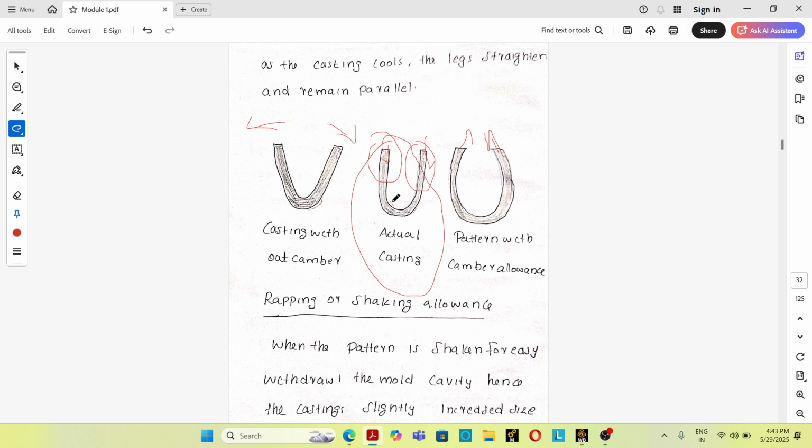Once more, we have a U-shaped casting. These legs should be exactly parallel. But if you are not providing camber or distortion allowance, after cooling or solidification, they will not be parallel, they will be converged.